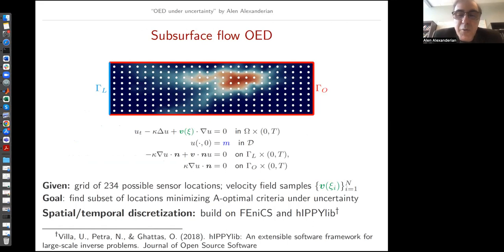Here, I'm giving a little bit more detail. So we saw the advection diffusion equation as before. Now I have some boundary conditions. That, of course, also is important, but that's some modeling stuff.